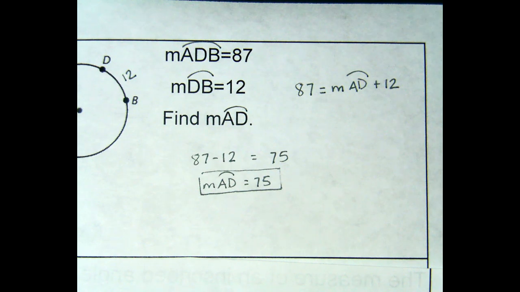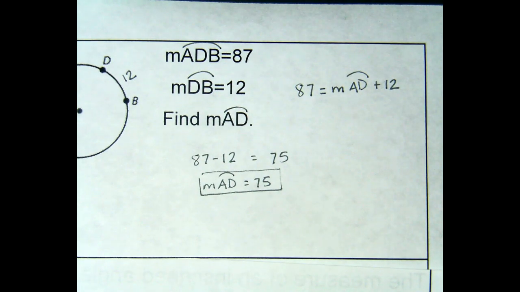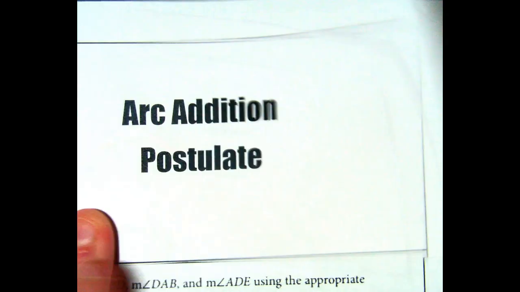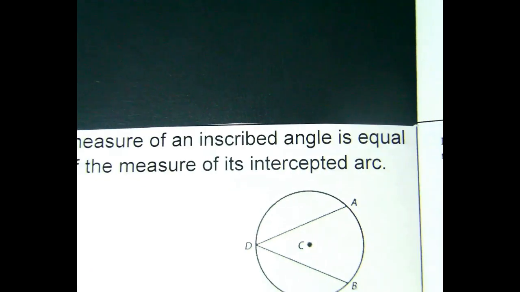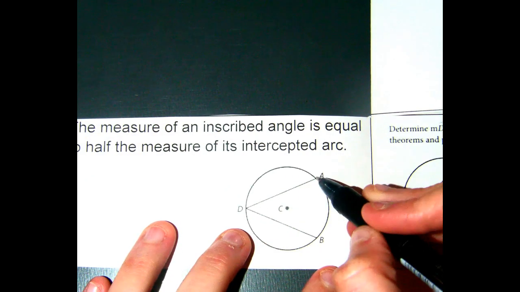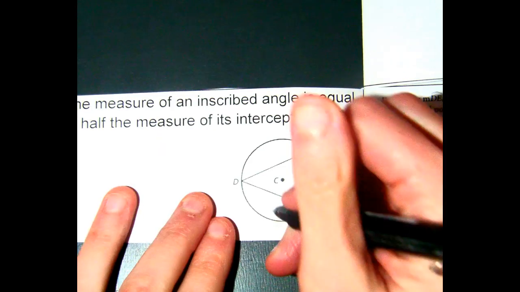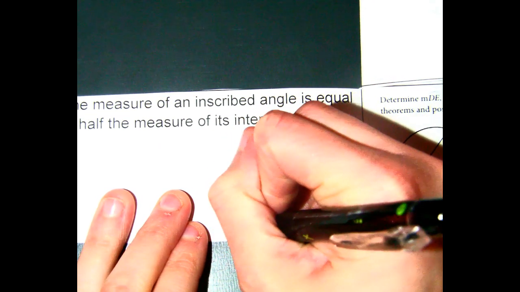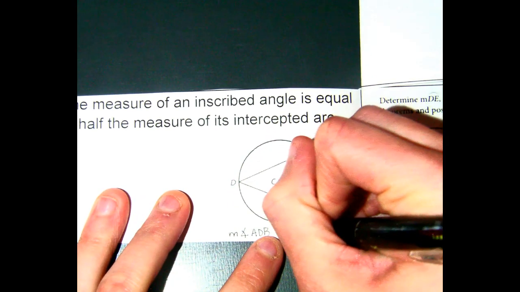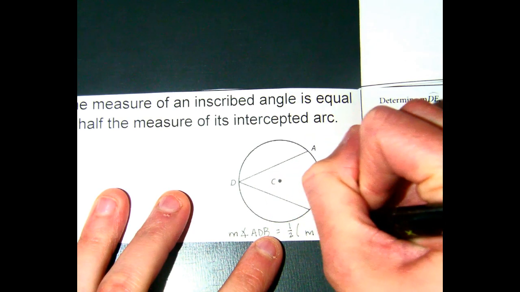Alright, the next one we're going to focus on is the one that will take some time that we focus on a little bit more. So let's look at the inscribed angle theorem. We talked about an inscribed angle yesterday. The inscribed angle is an angle whose vertex is on the circle. The theorem says that the measure of an inscribed angle, so the measure of this angle, is equal to half of its intercepted arc. So the measure of angle ADB is equal to half the measure of its arc, AB.